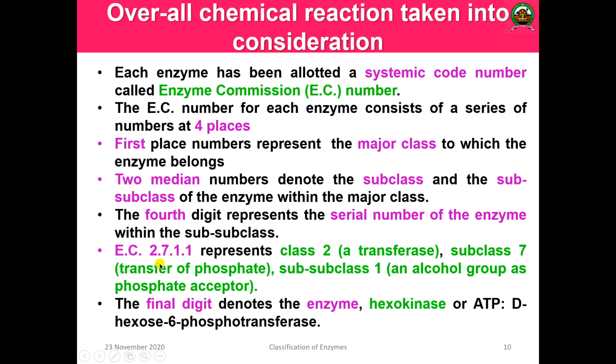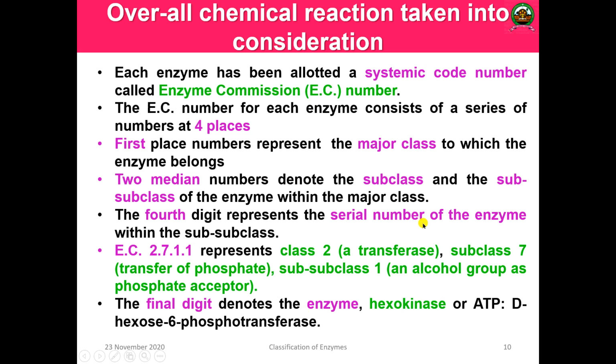2 indicates what, 7 indicates what, 1 indicates what, 1 indicates what. 2 indicates the major class, which is transferase. 7 indicates it transfers a phosphate group. Under that, the first category is where the phosphate acceptor is an alcohol group. That is why it is first. Then the final digit is the enzyme itself, which in that particular case is hexokinase. So the last number indicates hexokinase. So that is what I wanted to tell you.